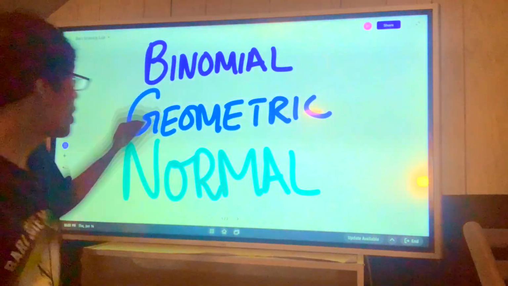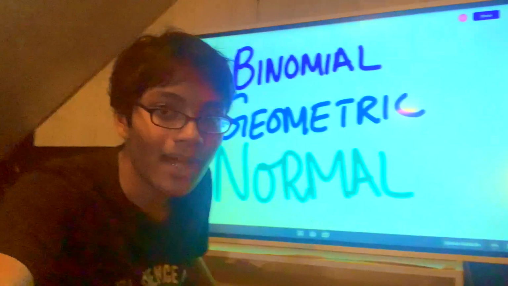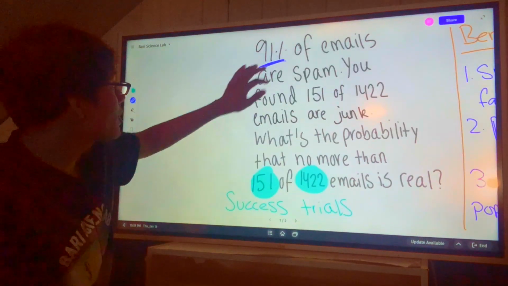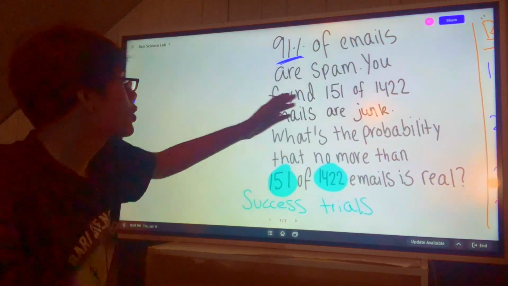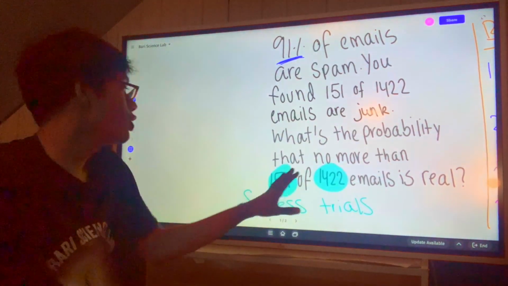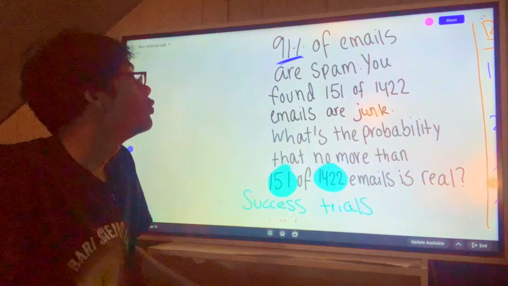Today we're going to be talking about binomial, geometric, normal models. Maybe not all, but definitely some. Alright, so let's check out today's problem. Here's today's problem. 91% of emails are spam. You found that 151 of 1422 emails are junk. What's the probability that no more than 151 of 1422 emails are real?